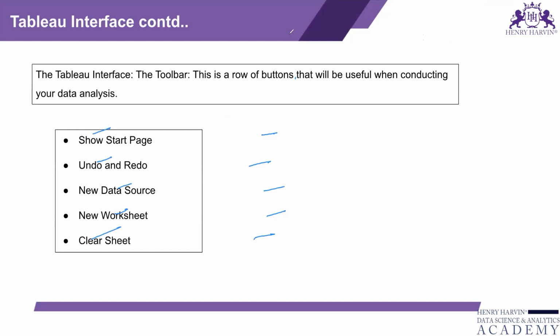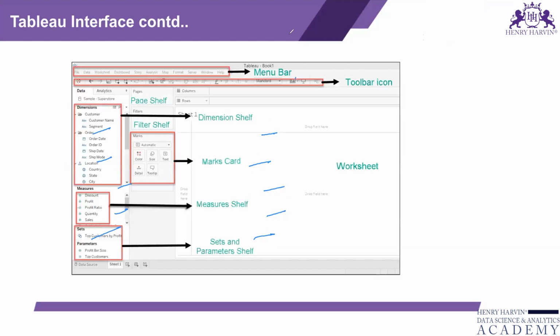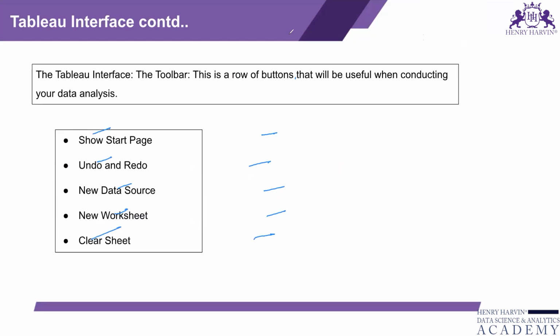Now, when we are talking about the toolbar icon, this one, there is a row of buttons that will be useful when conducting your data analysis. Like it is showing us the show, start page, undo and redo, new data source, new worksheet, clear sheet. All these are the various tabs that we have. Just open your Tableau and observe, everyone. Are you able to see the toolbar icon?